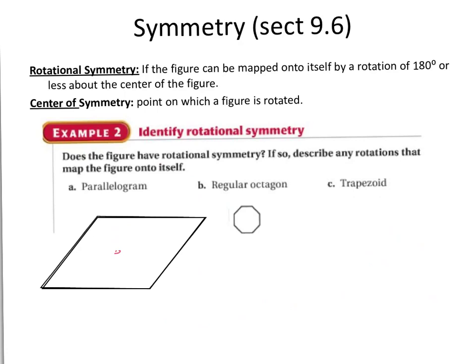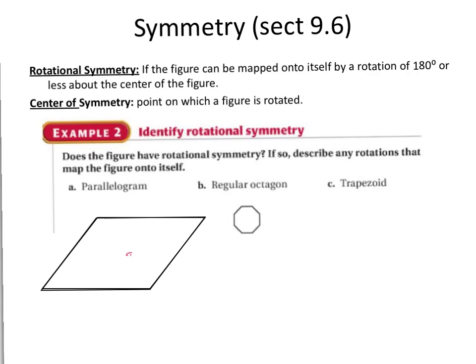So I'm going to take my parallelogram and turn it. That pretty much is a 90-degree turn. Then I'm going to turn it again, and that's my 180-degree turn. And notice how I'm back right where I started on the parallelogram. So a parallelogram has 180-degree rotation. And that was the only time that the parallelogram went back on itself.